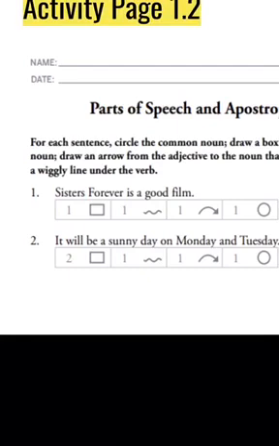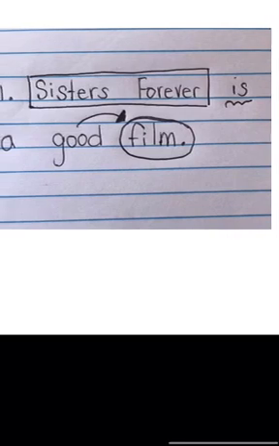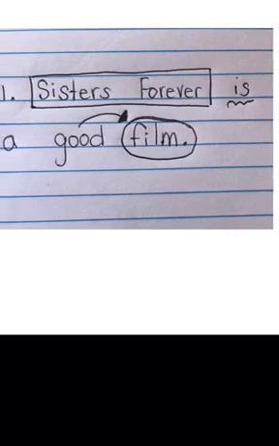Okay, next, your verb. Where's your verb in that sentence? Where are we going to draw our wiggly line? Is is the verb in that sentence. Okay, so you're going to actually draw the wiggly line under the word is.